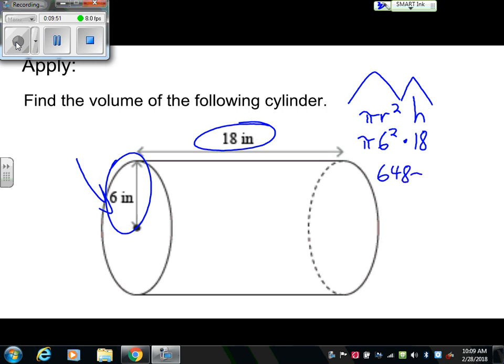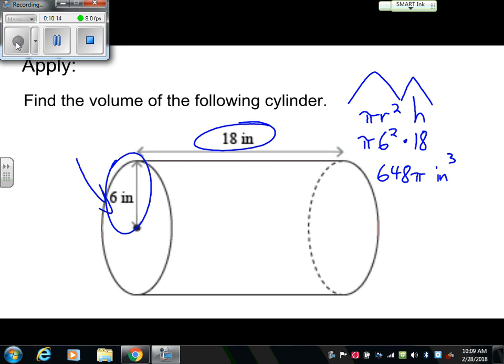Units, we're dealing with inches this time, still going to be cubic. And so there would be 648 times pi, and remember pi is a number a little bigger than 3, cubic inches. I'm leaving it as pi so it's exact. Of course, we could round it to 3 significant figures, but it'd be an extra step and an extra chance to possibly make a mistake.